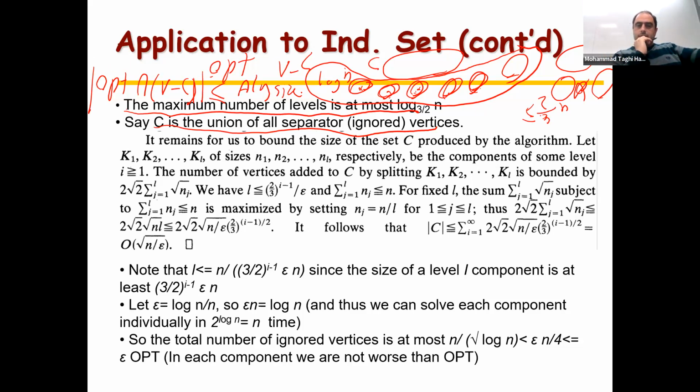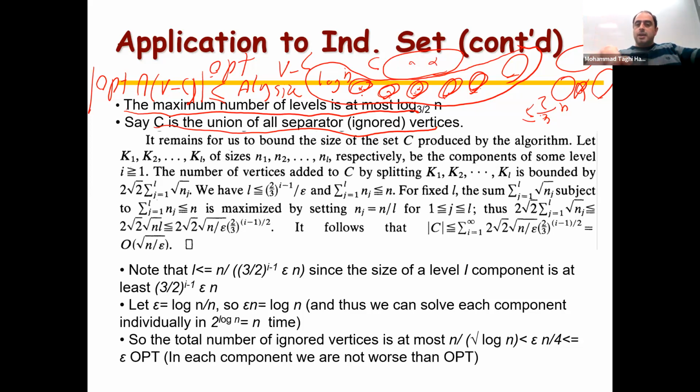So what does it say? It says that the optimum that you obtain here, I mean, has some vertices probably in C and some vertices in V minus C. I know that the optimum intersection V minus C is always less than or equal to the solution that I find.